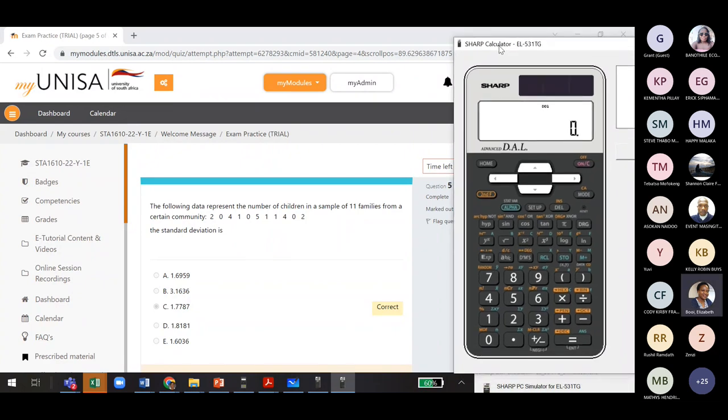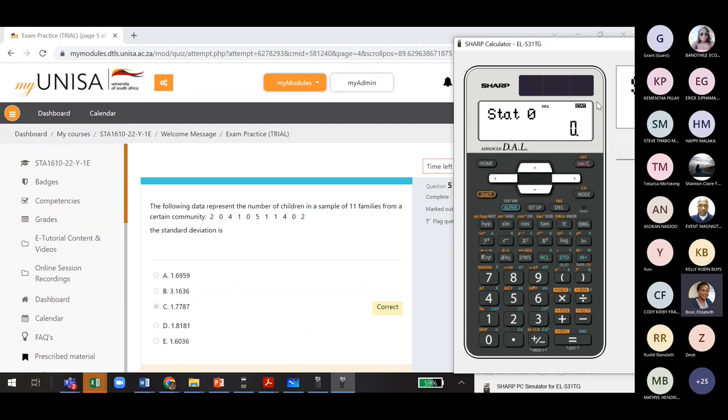Sharp calculator. With Sharp, you also do the same, whether it's a financial calculator. Those who are using a financial calculator will use the enter button, and those who are using the Sharp scientific calculator will use the M plus. So we first put our calculator into STAT mode, and we press 0 for SD.